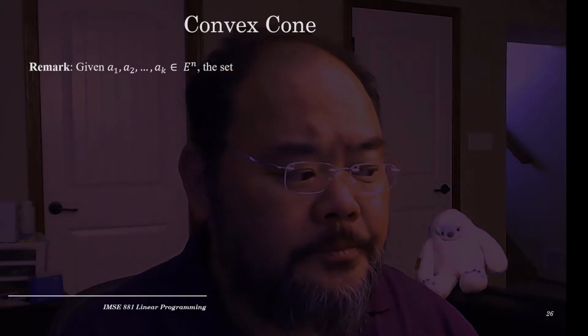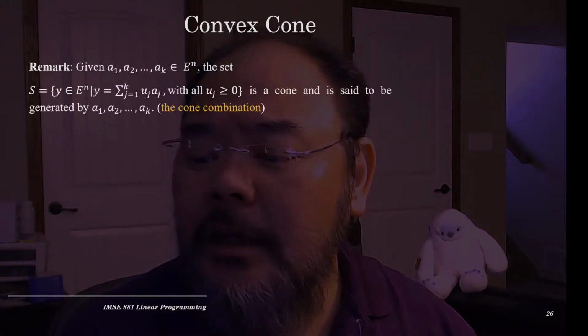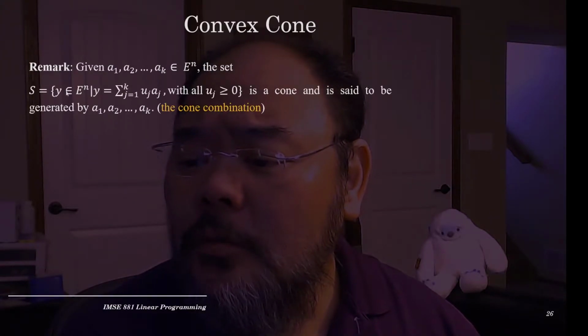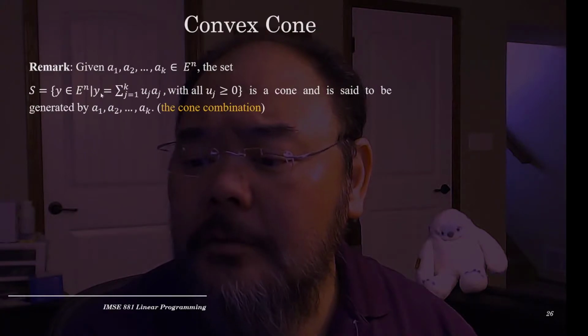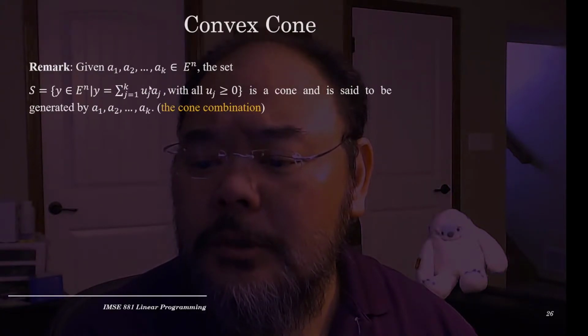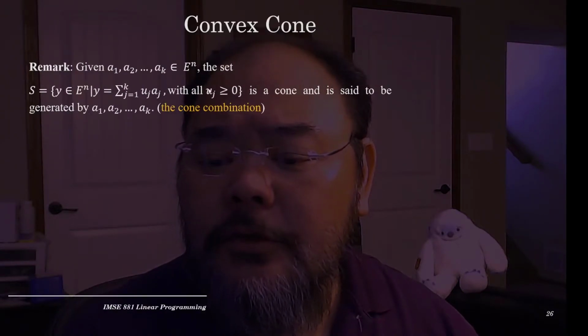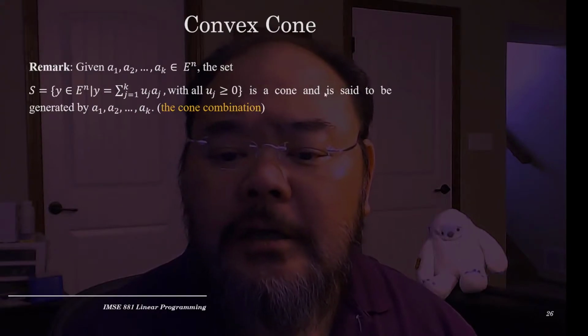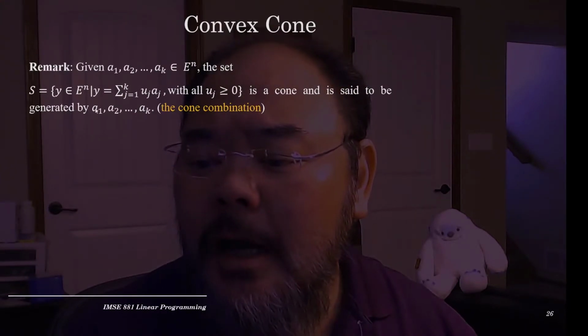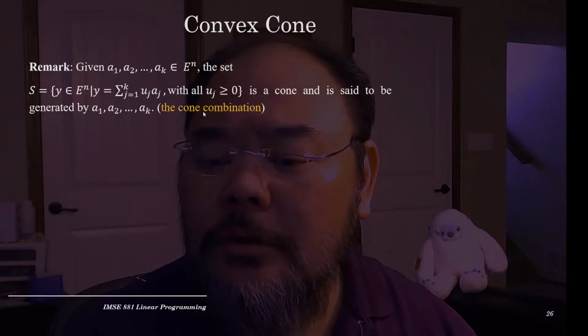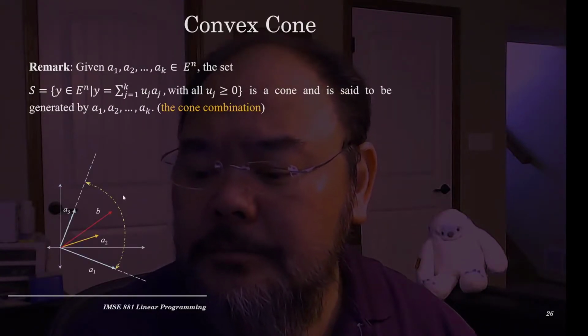Next, the convex cone remark. Given a set of vectors in n-dimensional Euclidean space, A1 through Ak, the set S of y belonging to E sub n, where y equals the cone combination of the vectors a1 to ak for uj non-negative, is said to be a cone generated by a1 through ak, the so-called cone combination. We already talked about this.